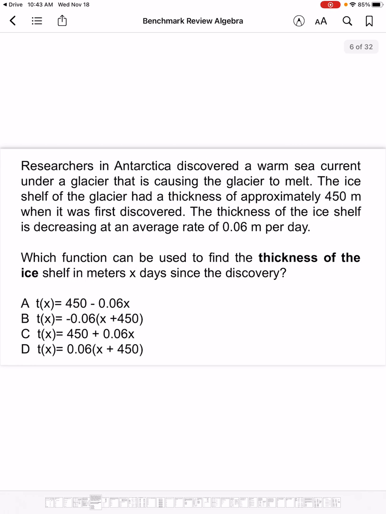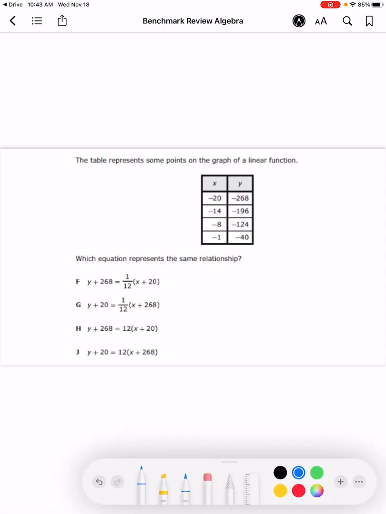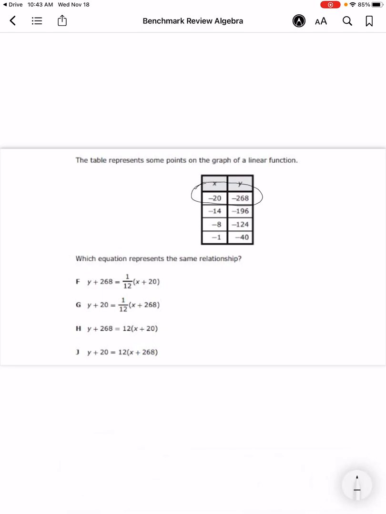All right, same thing here. You're going to write an equation that matches the description. I think you can handle that one. On this one, if you look at all of our answer choices, every one of our answer choices is in the form that we call point slope. So they're going to take a point and the slope. And if you look, the numbers they're using are 20 and 268. Well, that's the ordered pair right here. So the equation says y minus y1. Well, y1 is negative 268.